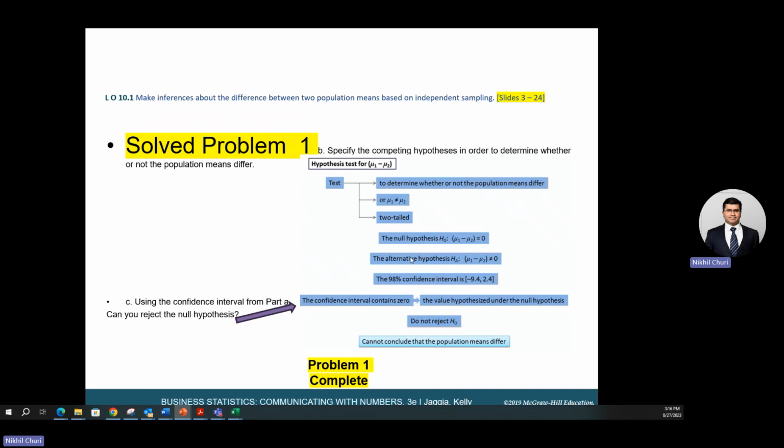So yeah, this is your part B. And part C is, like we already discussed, 0 lies between this. That's why we do not reject. So that's the first problem solved.